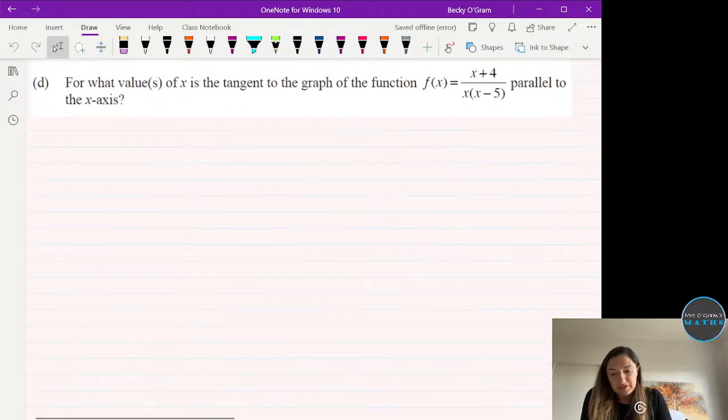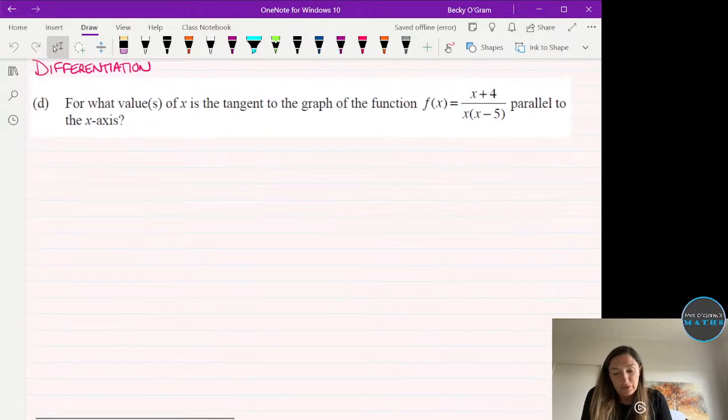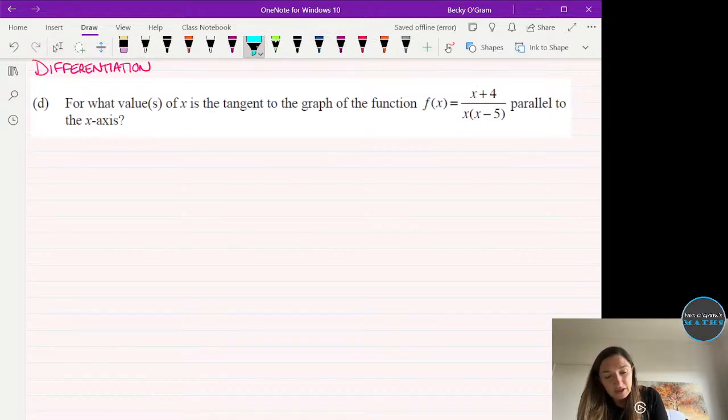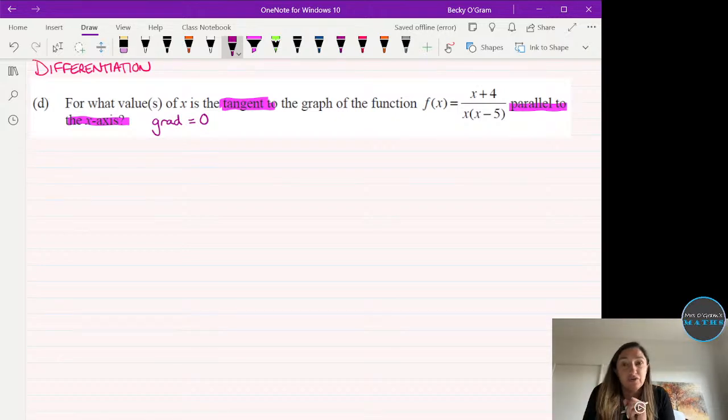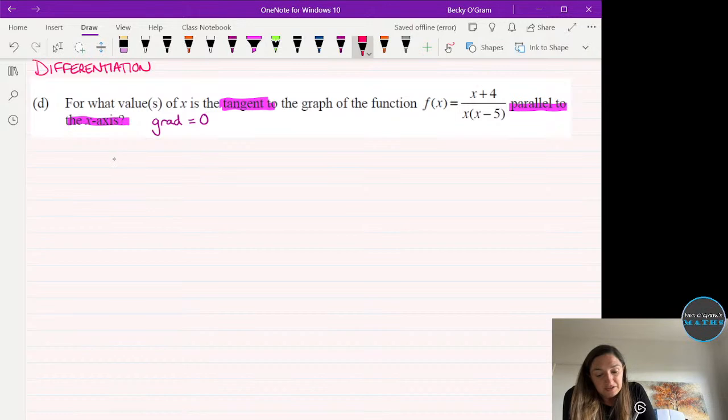Now we've got this question where we're finding the values of x where the tangent to the graph, so that means the gradient of the curve, is parallel to the x-axis. So that means the gradient equals 0 if it's parallel to the x-axis. Now we have to find the gradient.